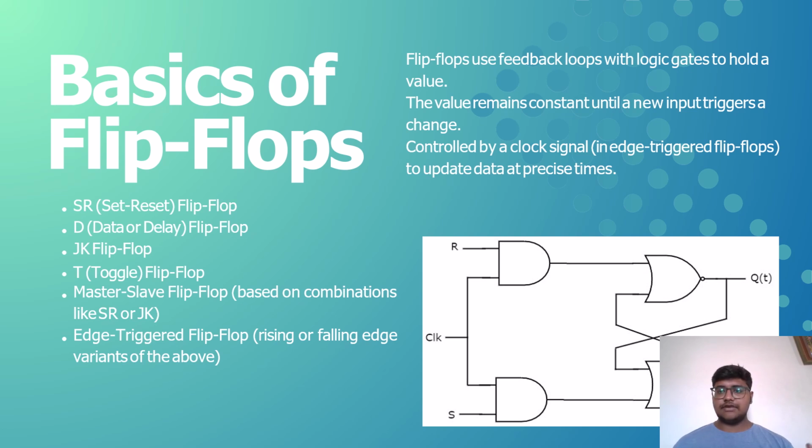Basics of flip-flops. Flip-flops can be considered as feedback loops with logic gates. They hold a value until a new input triggers a change. There are various types of flip-flops: SR, D, JK, toggle, and many more.